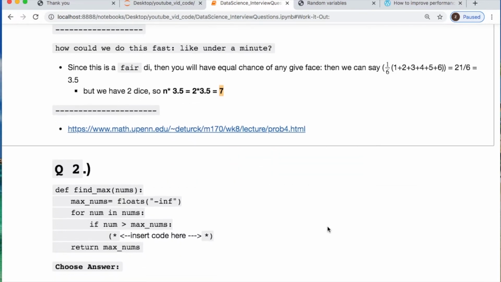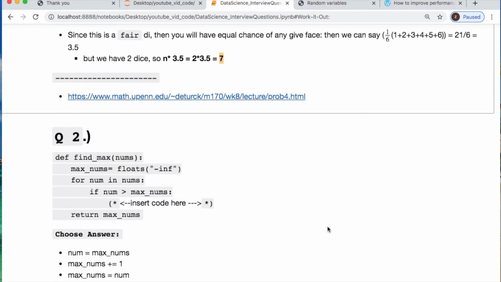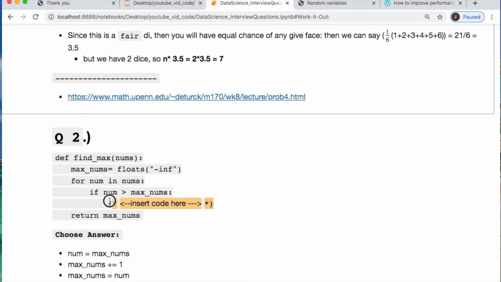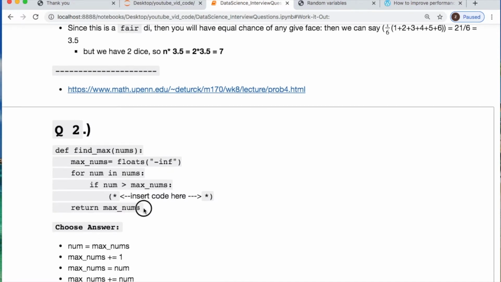The next question that came up was, let's look at finding the max number. If I am given this function and I'm supposed to insert my code here, and I'm given these options right here, I have to figure out what I am actually going to use to solve this. The first thing you need to realize is you're returning the max, so this right here is useless. The next answer you have is incrementing by 1. But the problem is my starting value is negative infinity, so incrementing by 1 is just useless.